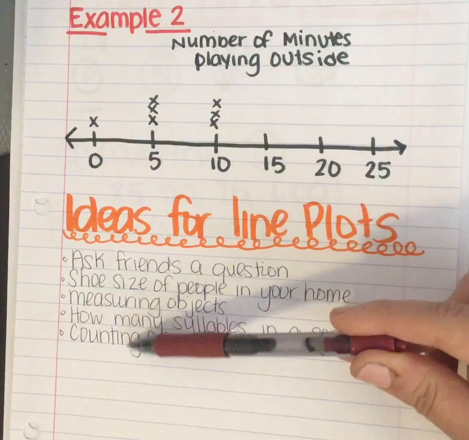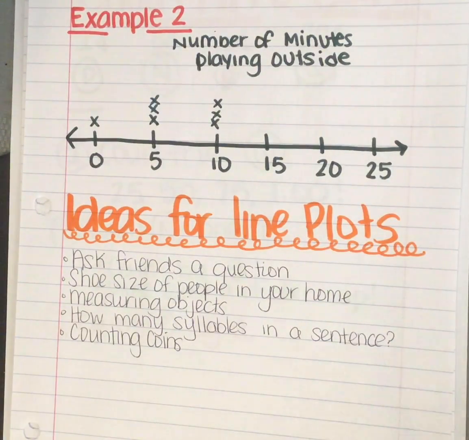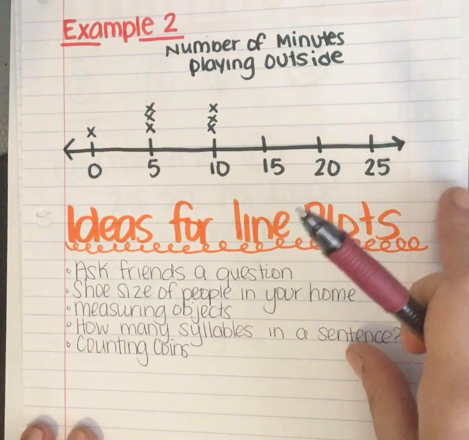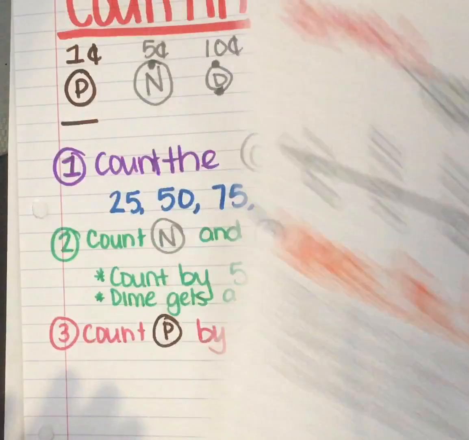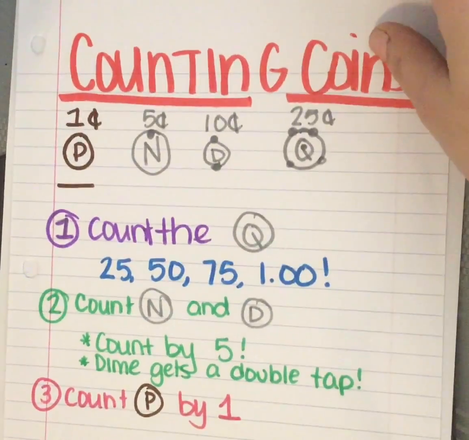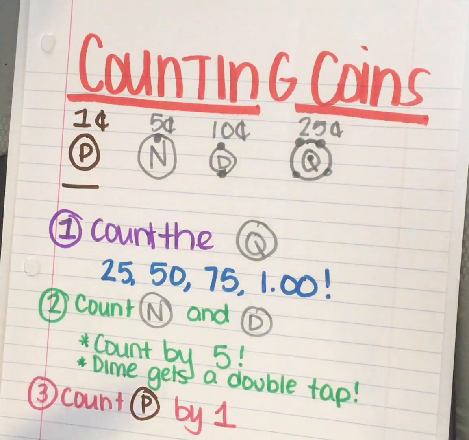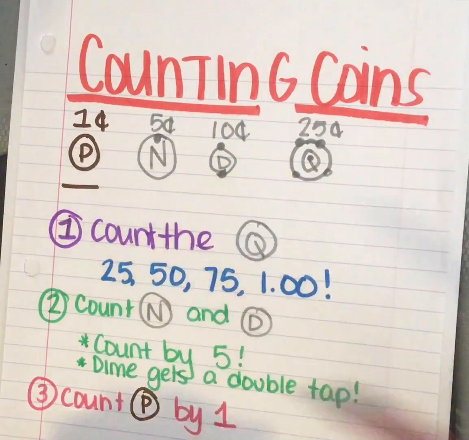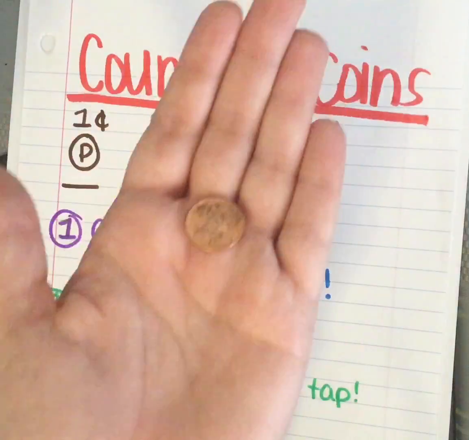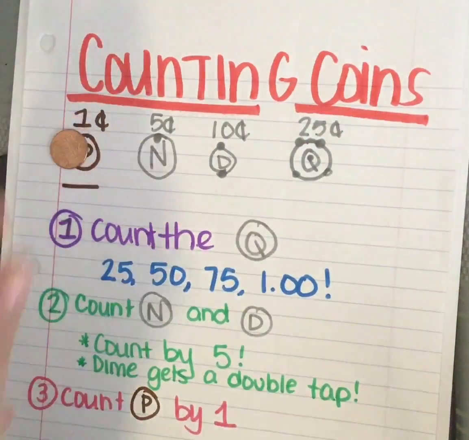You can also create a line plot with counting coins, and I'm going to show you how I'm going to make a line plot by counting coins. To review, when we count coins, we can use our touch points just like we did if we were on the snack cart or counting money from the drawer. We would count by having the penny, and the penny is worth 1 cent.